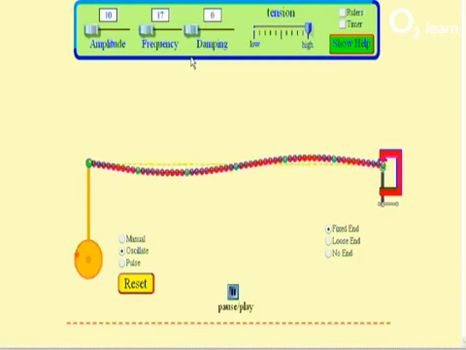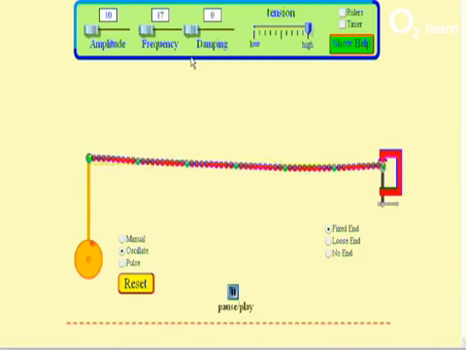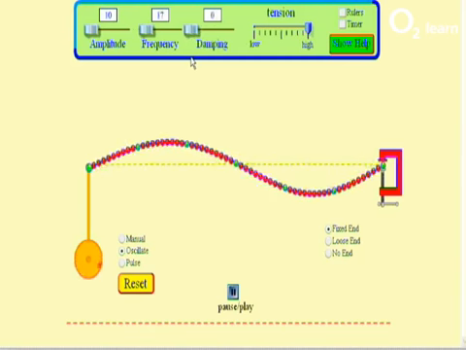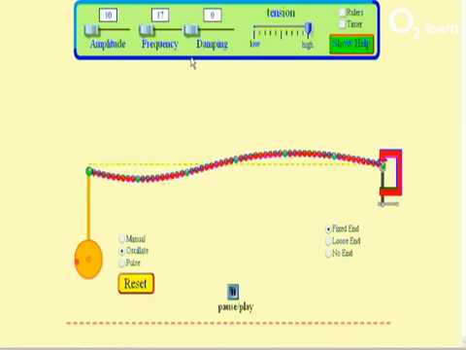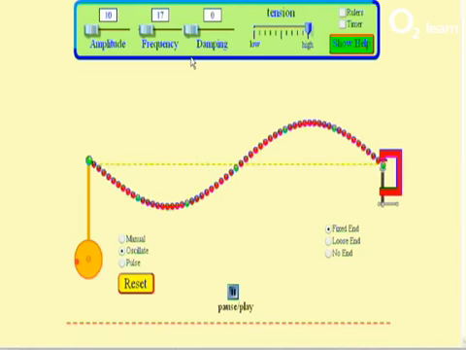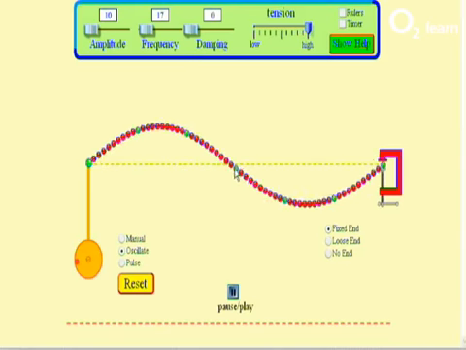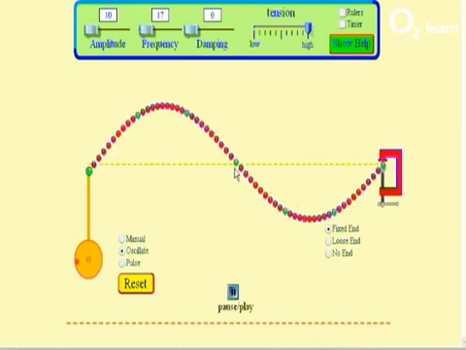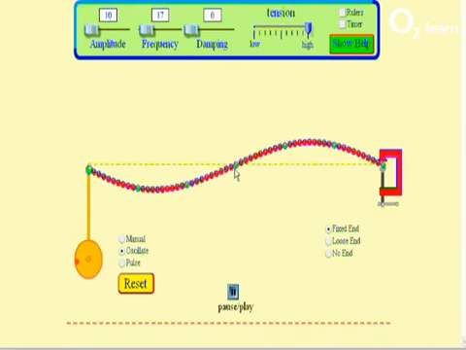Now I'm driving the chain at exactly twice the frequency, and watch what happens. Notice that very quickly a large oscillation is produced where the point in the middle, this green dot, hardly moves at all.